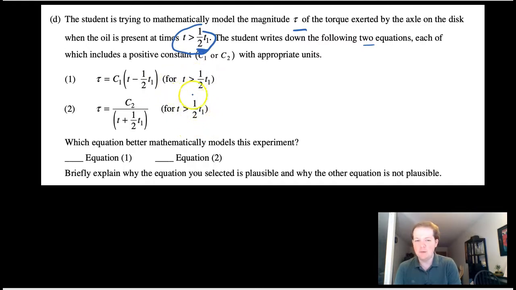So one of these can't be more correct than another because of this, because this looks identical. But this is confusing, but it's clearly having something to do with time, right? It clearly has to do with the time that's passing. So this equation is saying torque is related to a constant multiplied by time.